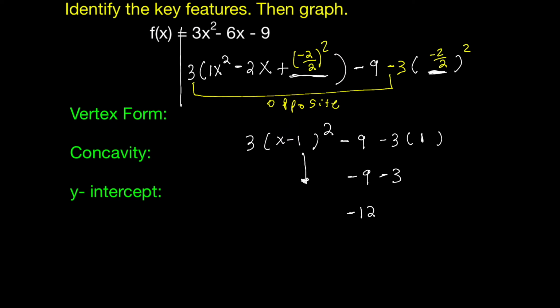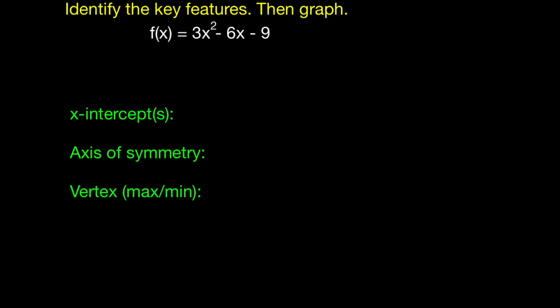I'm going to drop this down since this is going to complete the vertex form. So that's my vertex form. Let's go ahead and record that. We get 3 quantity x minus 1 squared minus 12. The concavity, since I have a positive 3, that's going to be concave up. And the y-intercept, I'm going to turn to the original equation and gather my c value, negative 9. So 0, negative 9.